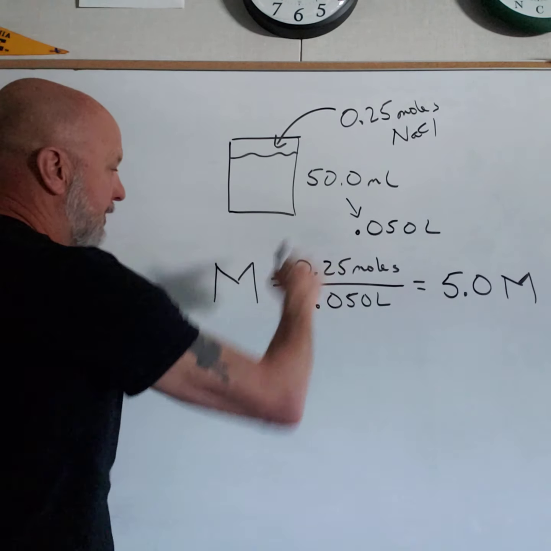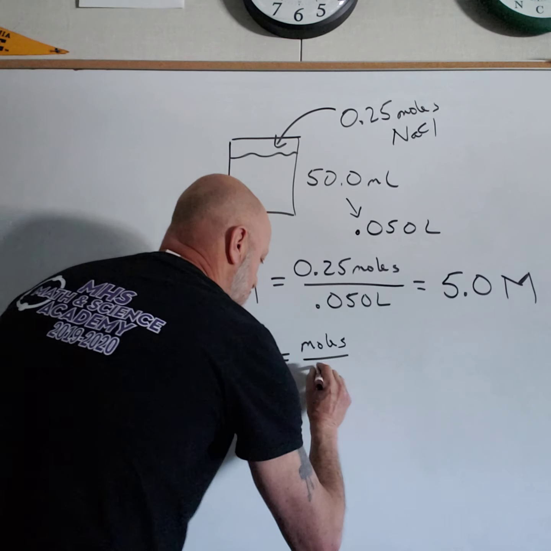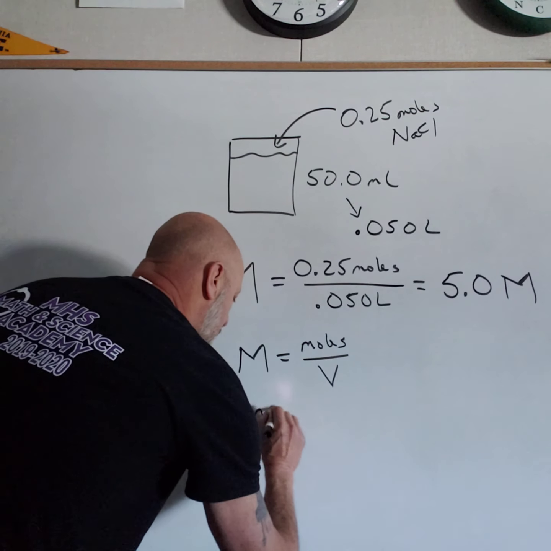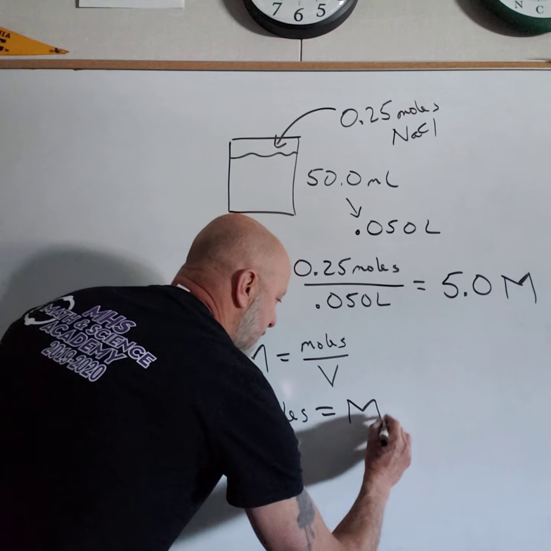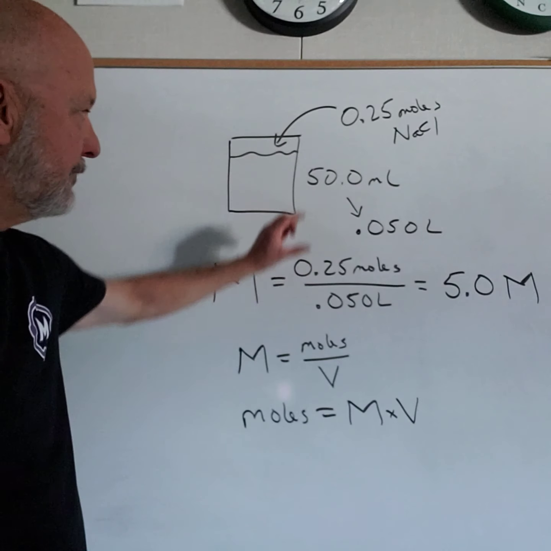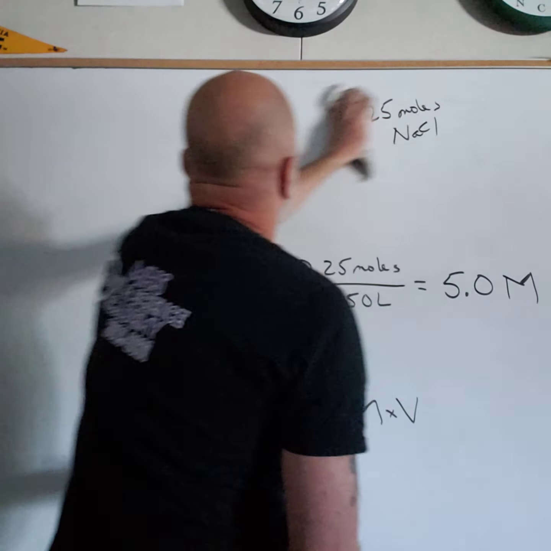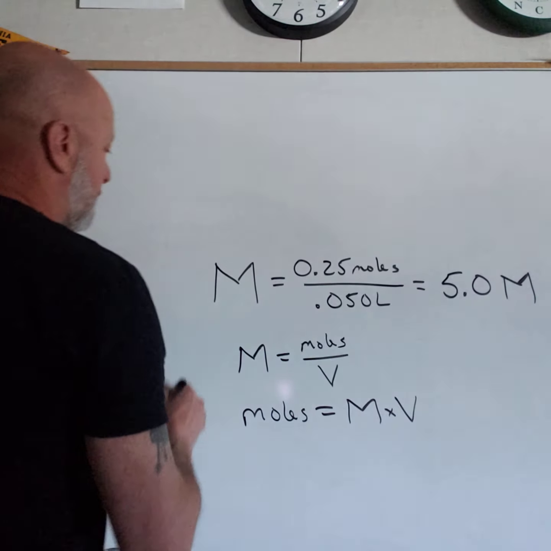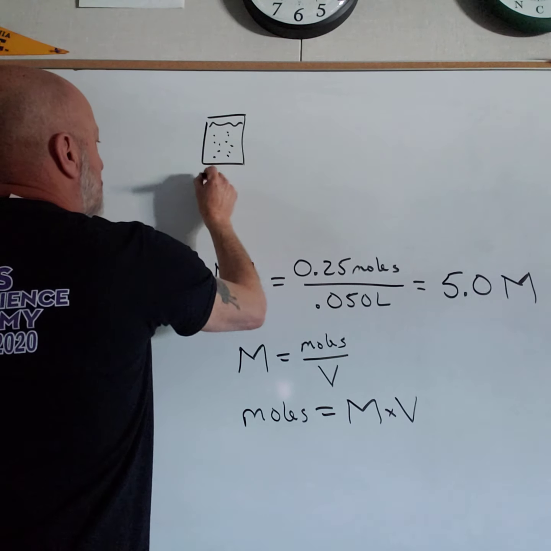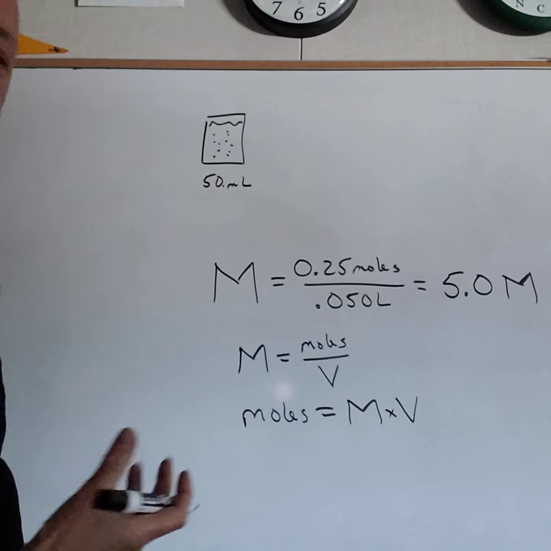So then we did the other one. Let's arrange this molarity equation to find the moles. I'm going to multiply both sides by V. Moles equals concentration times volume. So let's say I'm going to take this 50 milliliters of super salty water and I want to make it a lot less salty. I'm going to redraw it here. Here's my 50 milliliters. I got to dilute this down. That's too salty for me.